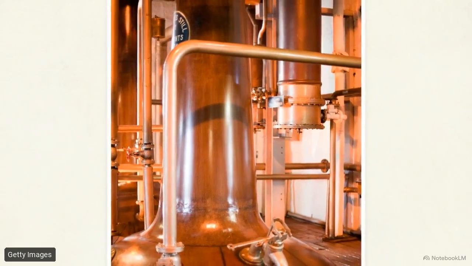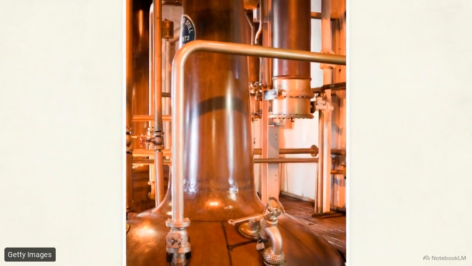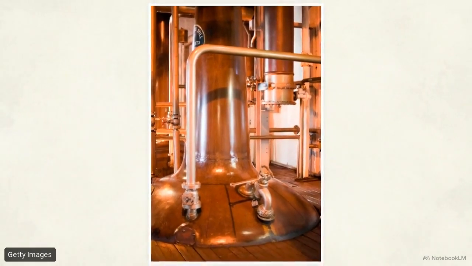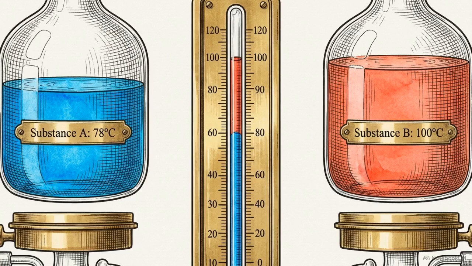But mechanical sorting fails when we encounter miscible liquids, liquids that are completely dissolved into one another and cannot be filtered. To solve this, distillation exploits differences in volatility. We look at the specific boiling points of the distinct components in the liquid mixture.